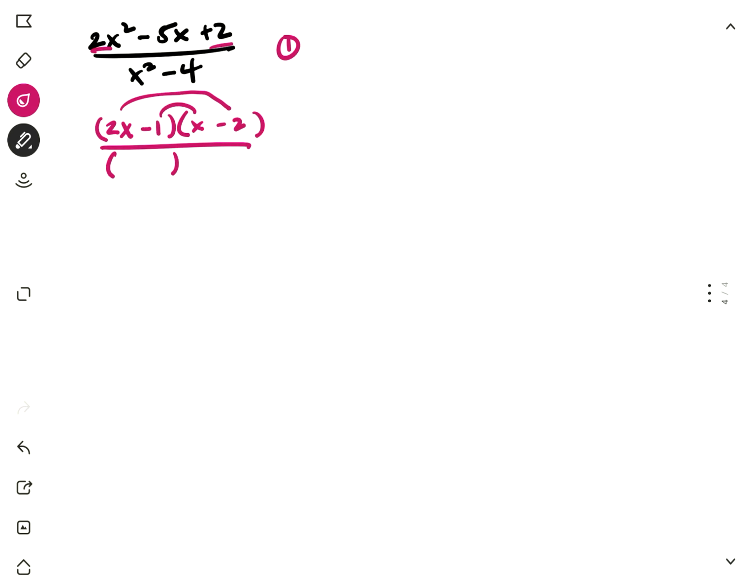The bottom, again, is a difference of squares. So x plus 2, x minus 2. Oh, wait, look. Those are going to cancel. So we said that we're going to talk about what happens if we have a hole later. There is a hole there. Okay, so we're just concerned with the (2x minus 1) over (x plus 2).